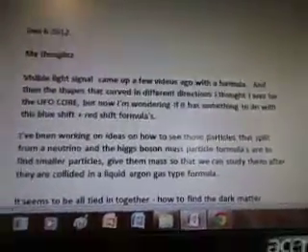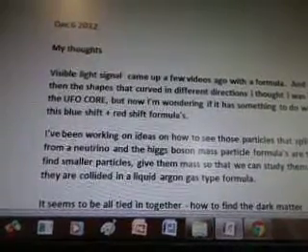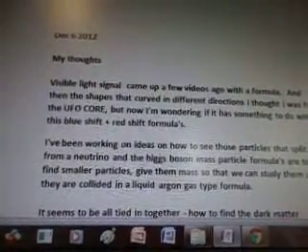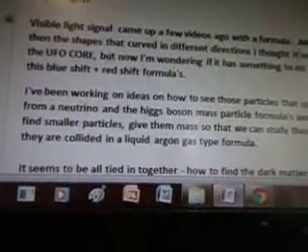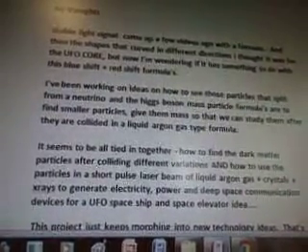December 6th, my thoughts. The visible light signal came up a few videos ago with a formula, and then the shapes that curved in different directions. I thought it was for the UFO core, but now I'm wondering if it has something to do with this blue shift, red shift formulas. I've been working on ideas on how to see those particles that split from a neutrino and Higgs boson mass particle formulas, to find smaller particles. Give them mass so that we can study them after they are collided in a liquid argon gas type formula.